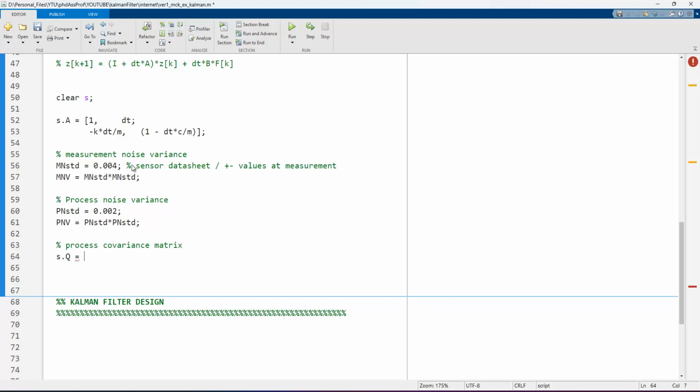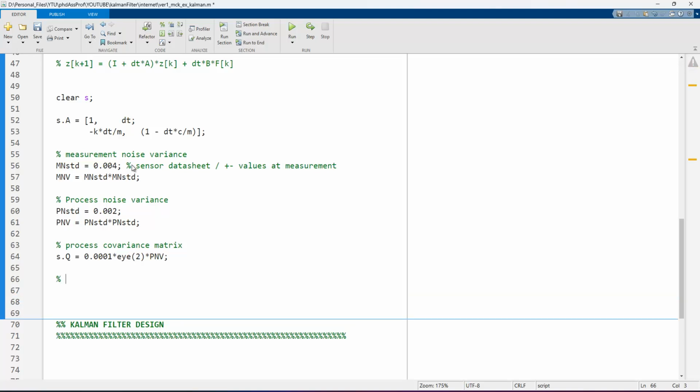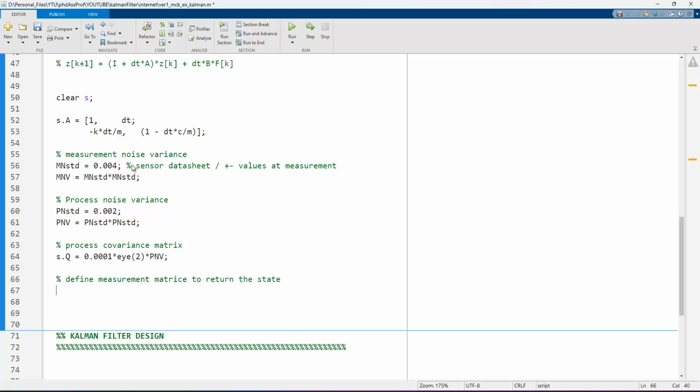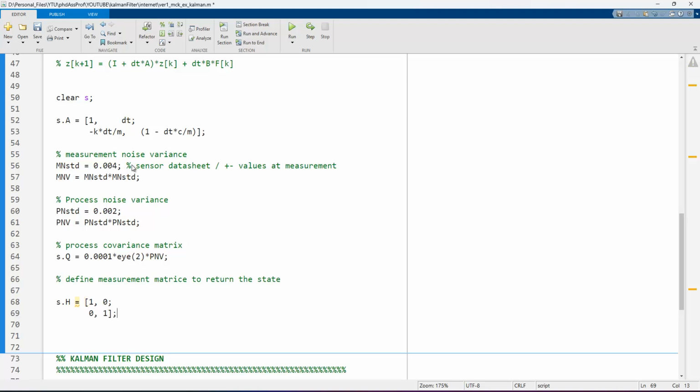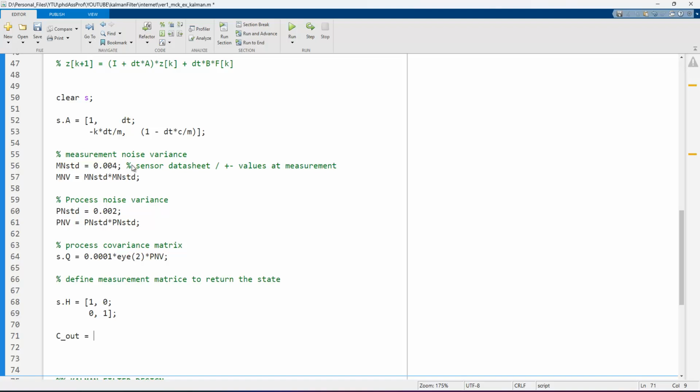SQ is equal to 0.0001 times I2, because we have two states, times P and V. Okay, this is the ratio of the variance values. Okay, and after that we need to define the measurement function or matrix to return the state. For example, H can be assigned with 1, 0 and 0, 1. Okay, and also C out must be defined. This is the output matrix, 1, 0, 0, 1.